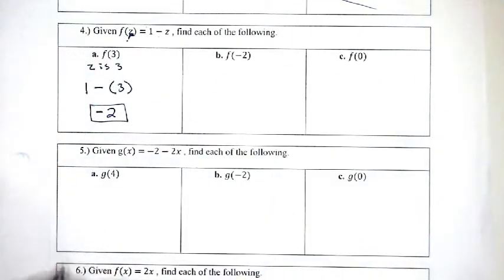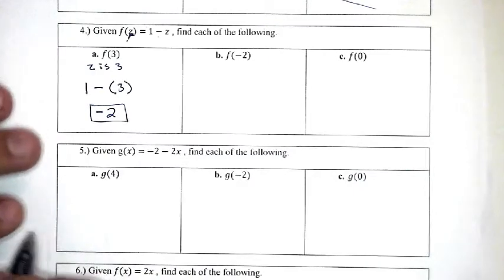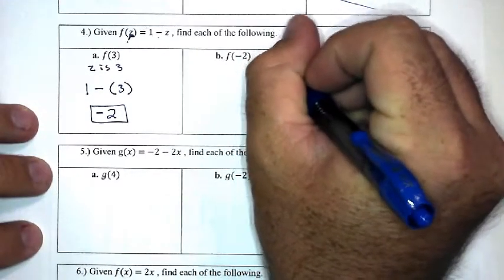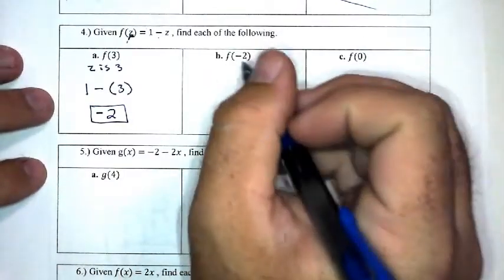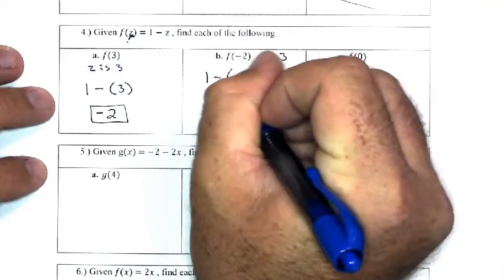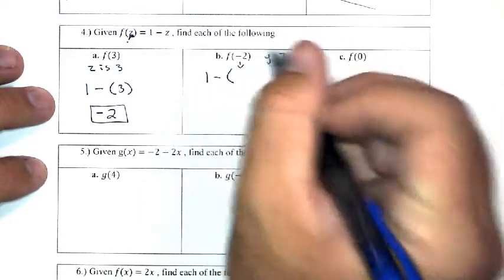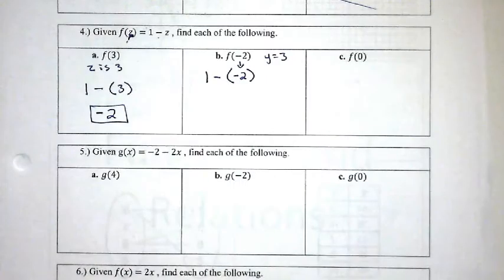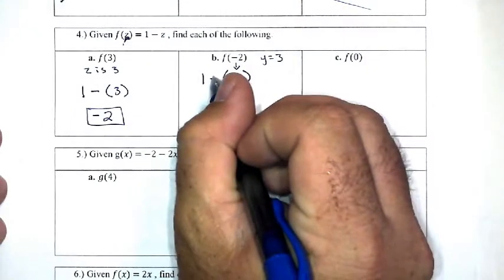So let's double check to make sure if that's true or not. So the expression I have is 1 minus whatever I am replacing the z with, which in this case is negative 2. Now, I have a parentheses here, so that means I need to get rid of it with distributing. So I distribute my negative to the parentheses.